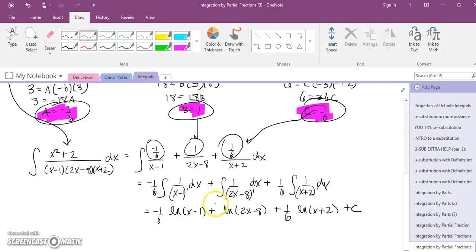And you know what? I just realized I forgot a 1/2 here because if I were to do the derivative of this, it'd be 1 over 2x minus 8 times 2. And I don't want a 2 there because there wasn't a 2 to begin with. So I'm going to put a 1/2 there to undo that.